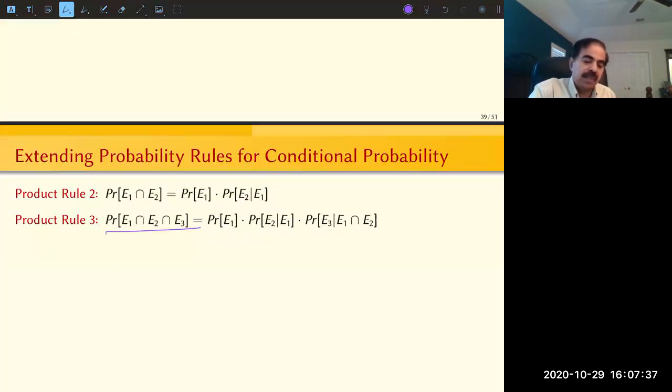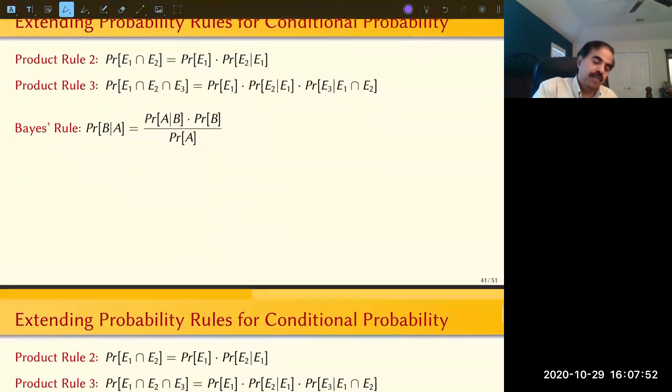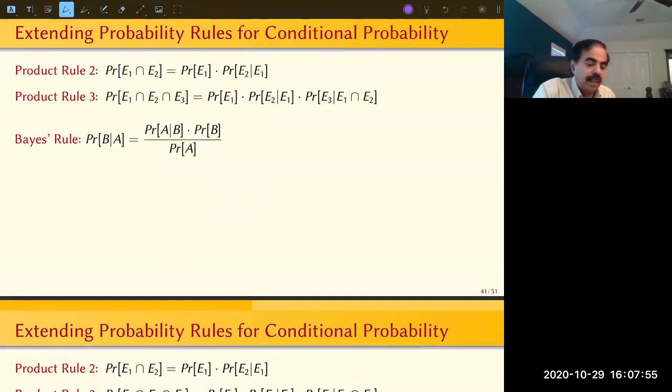And this can be extended to the case of three-way intersection. So you multiply the probability of E1 with the probability of E2 given E1, and then this. And the Bayes rule is again an application of the definition of conditional probability.